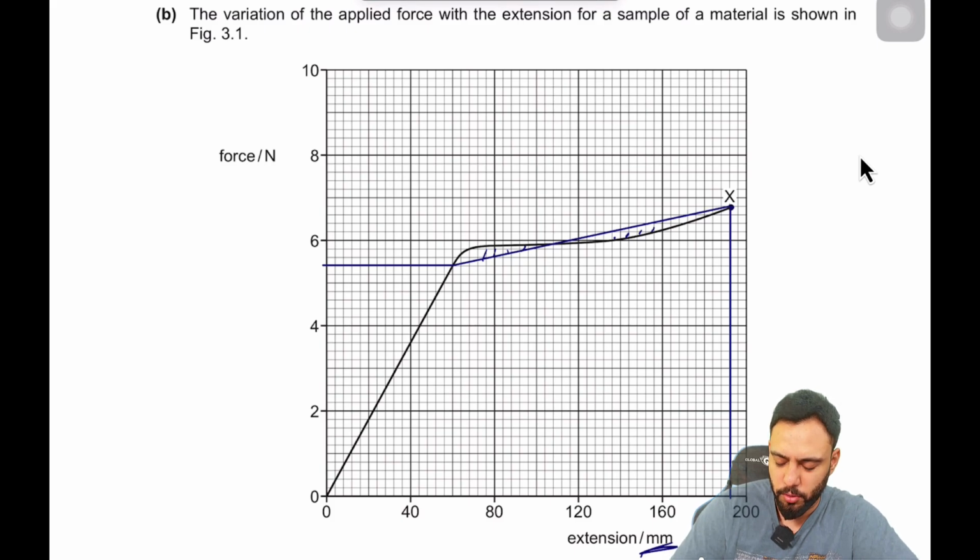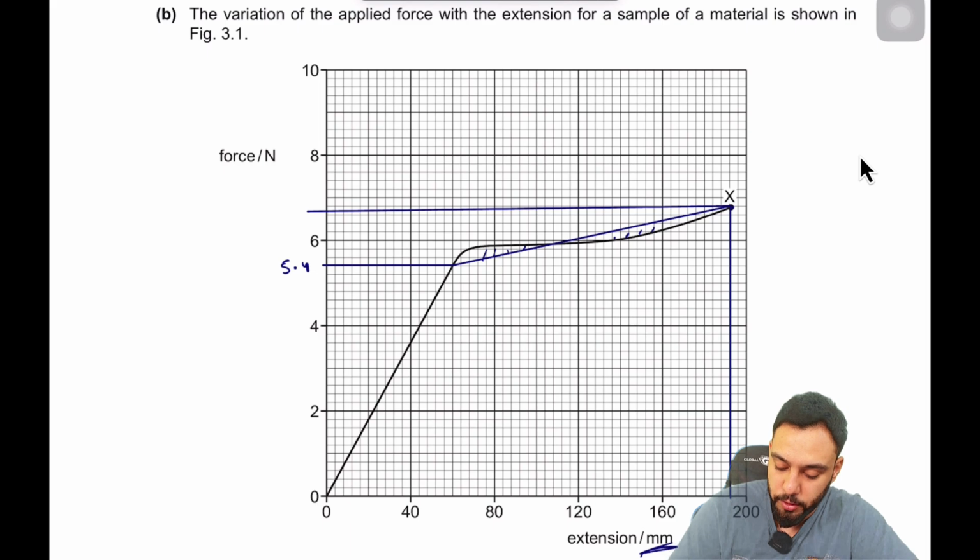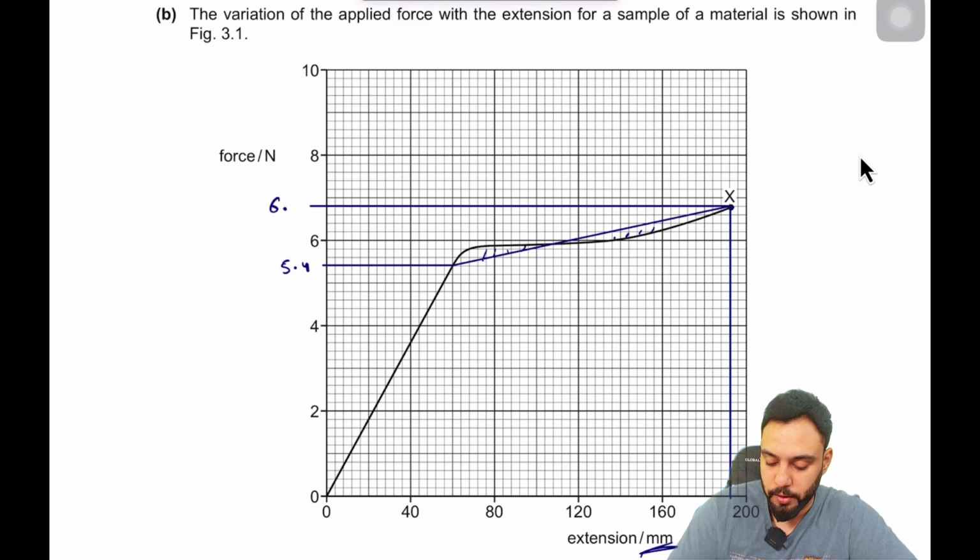So this point over here is going to be 5.4. Okay, yes, 5.4. And the second point, again this point, is going to be 6.8. And the height is going to be 192 times 10 to the power of -3.